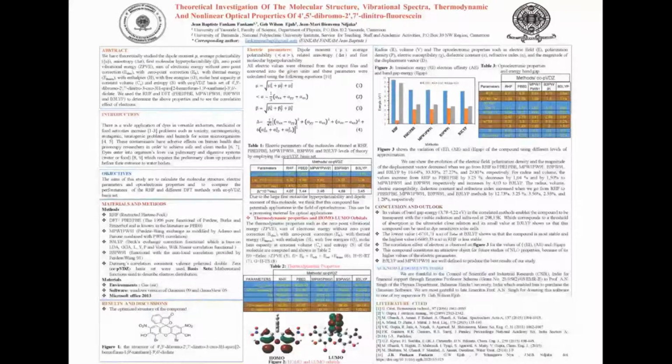The aims of this study are to calculate the molecular structure, electric parameters, and optoelectronic properties, and to compare the performance between the RHF method and different DFT approximations, such as PBE1-PBE, MPW1-PW91, B3-PW91 and B3-LYP. A basis set is a mathematical function used to describe electron distribution. In this work, we have used the CC-pVDZ basis set, which is Dunning's correlation consistent valence polarized double zeta.